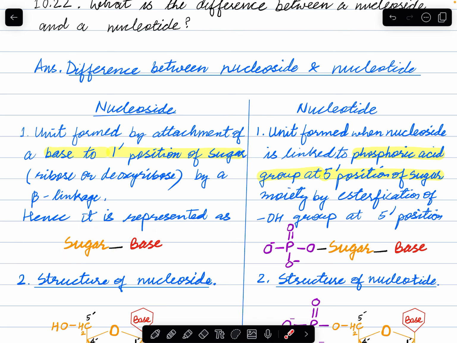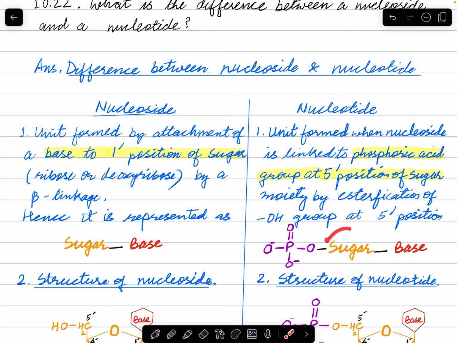Now, when this nucleoside is linked to phosphoric acid group, then it is called as nucleotide. Okay, so nucleotide is nothing but nucleoside along with a phosphoric acid group, and this group is attached by the process of esterification of OH group at the 5' position of the sugar. So, for sugar at 1' position we are having your base, and at 5' we are having this phosphoric acid group. So, this is a nucleotide.